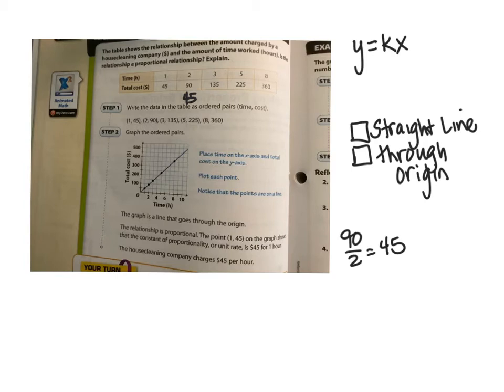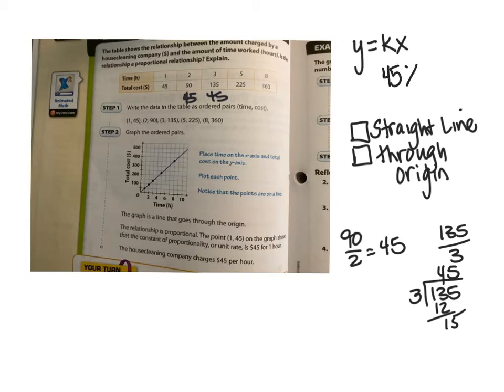Last check, I'm going to do 135 divided by 3, cost over time, to find the rate. Is that rate the same? It gives me 45. Yes, indeedy, 45. So this is going up by 45 for every 1 hour. So what we've discovered is they are making $45 for every hour that they work. When we know how many hours they work, we will now know how much money they earned.